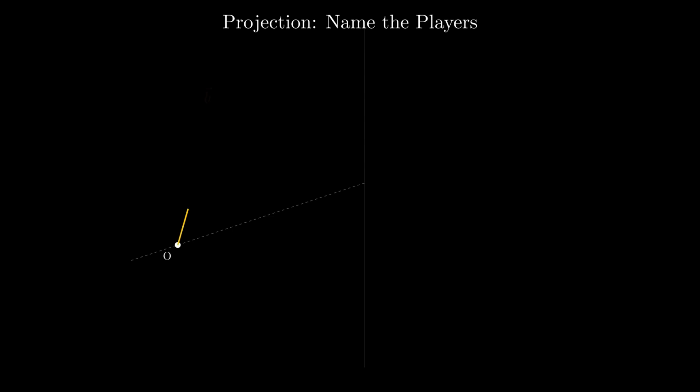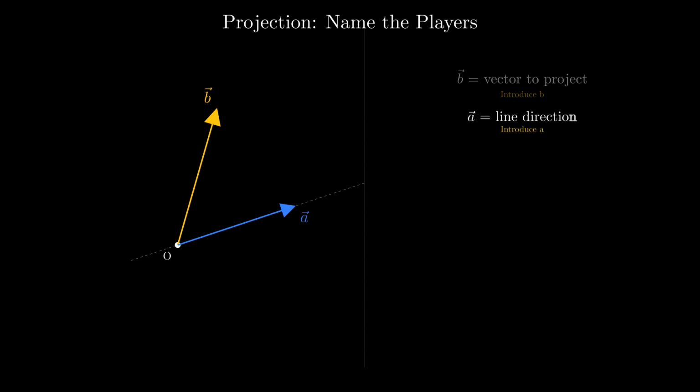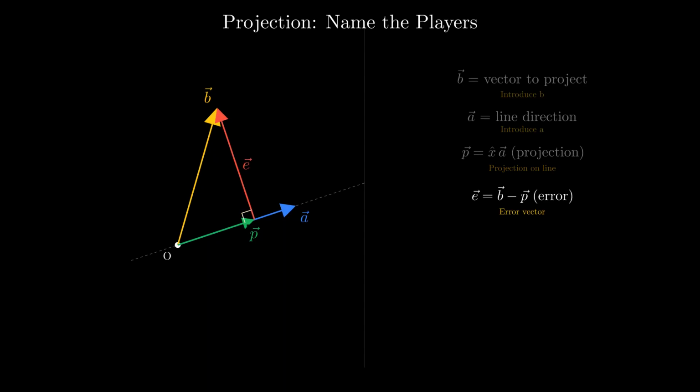Let's name the players. Vector B is what we're projecting. Vector A defines the line direction. The projection P is the closest point on the line to B, and the error E equals B minus P. That's the vector from the tip of P to the tip of B. Since P lies on the line through A, we can write P equals x hat times A for some scalar x hat. X hat tells us how many copies of A to walk along the line. So the entire problem reduces to one unknown.